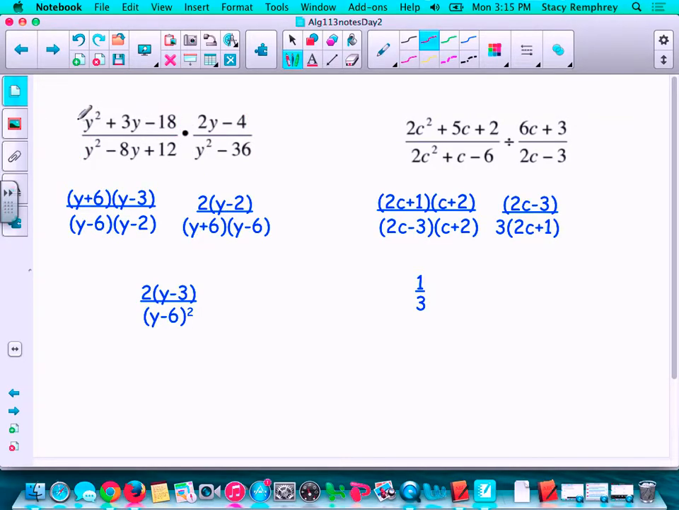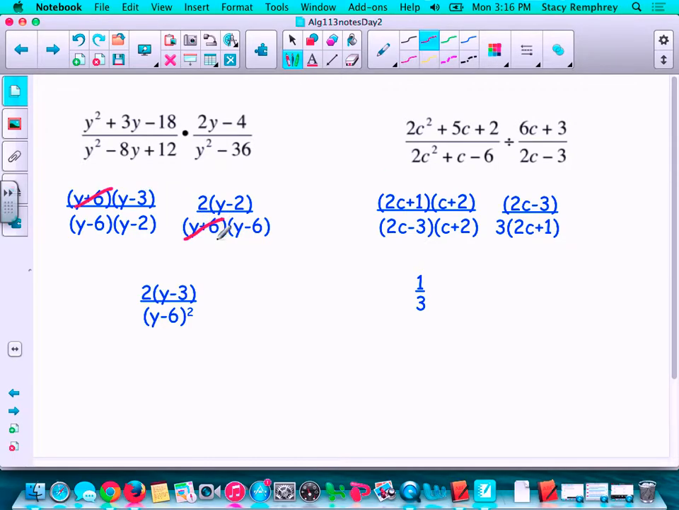Okay, on this slide, I took the first numerator and I factored it. On the bottom side, I factored this denominator. Over here, I took a greatest common factor out of 2y minus 4. That's right here. And I factored y squared minus 36 here. Then I cancel.